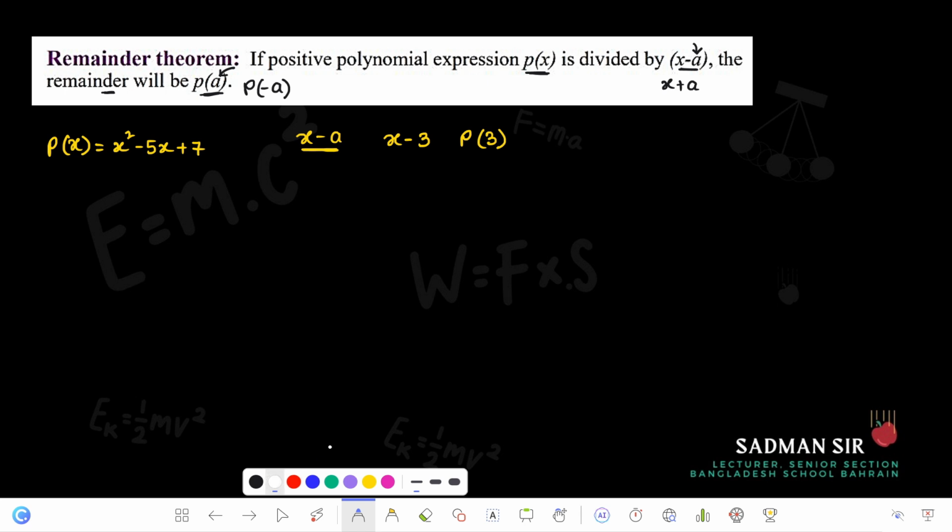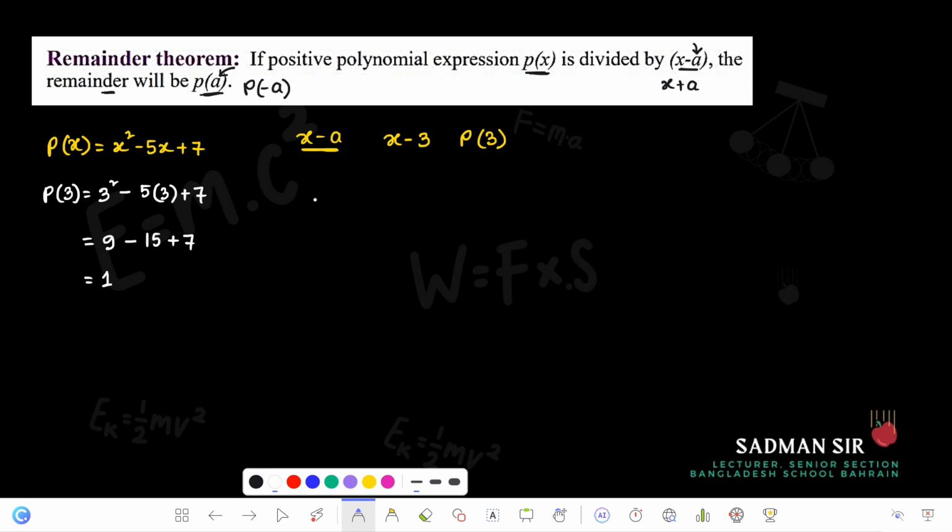But before that, let us find the value of p of 3 first. So p of 3 should be equal to 3 square minus 5 into 3 plus 7. Now x is being replaced by 3. So 3 square is 9, minus 3 fives are 15, plus 7. Here you can see 9 plus 7, they both are positive, so they will be added. So 16 minus 15 gives us 1.